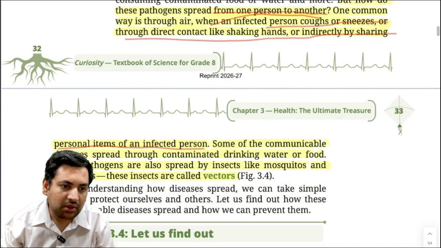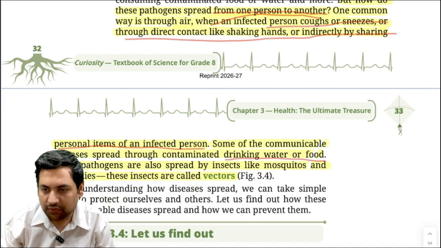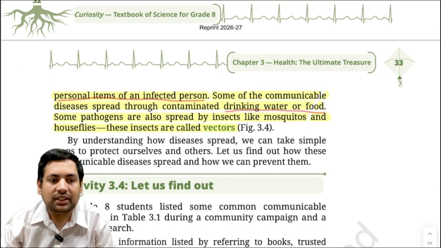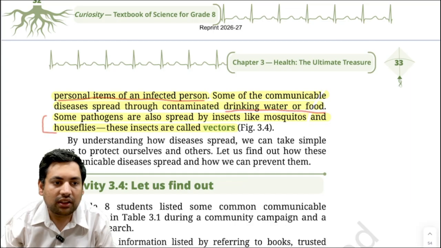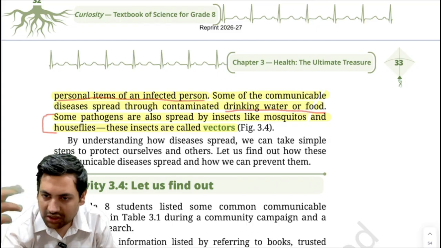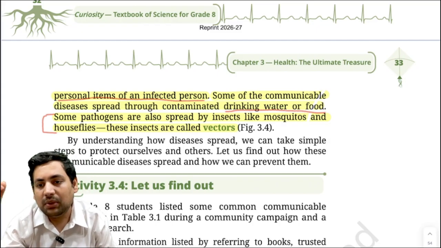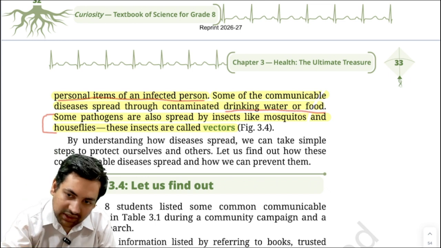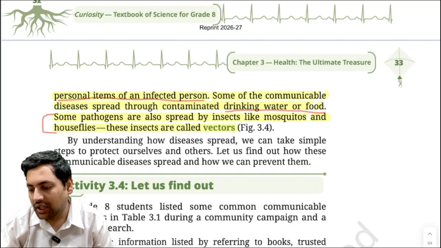Then some of the communicable diseases spread through contaminated drinking water or food. Then some pathogens are also spread by insects like mosquitoes, house flies. These insects are called vectors. Correct? So there are many ways. One is direct contact, one is because of some sneeze, cough, and all that. The other can be by something we know as a vector. A vector is something that is carrying the disease. For example, malaria, we say it is caused by mosquitoes, but actually, the mosquito is just a vector.